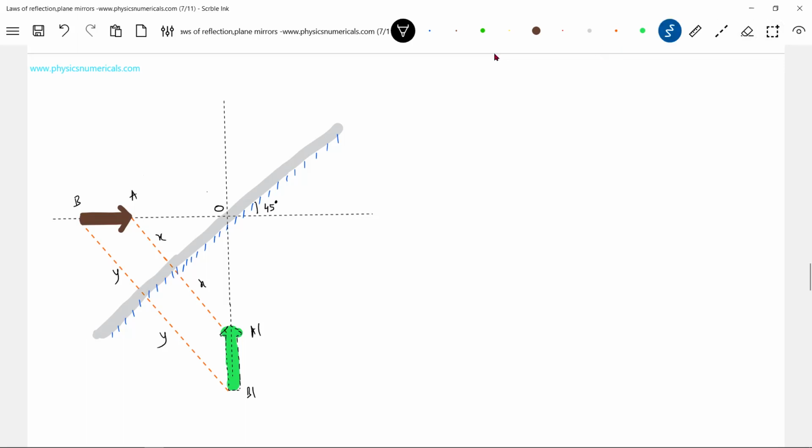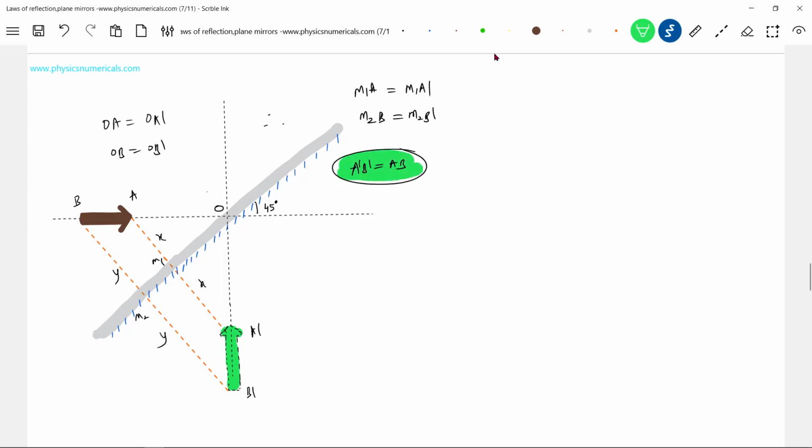So what is the mathematical thing? OA is equal to OA dash, OB equal to OB dash. What is the primary idea? The object distance should be equal to image distance. So M1A should be equal to M1A dash, M2B should be equal to M2B dash. So A dash B dash is equal to AB.